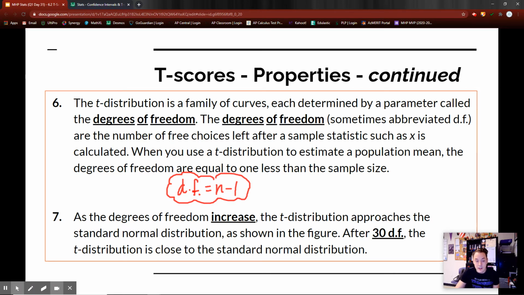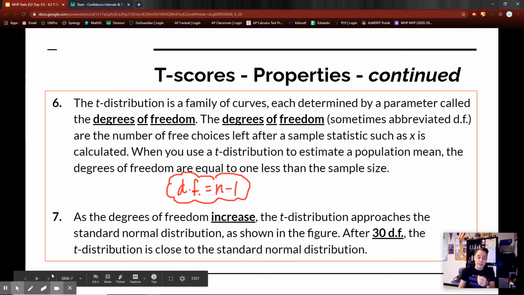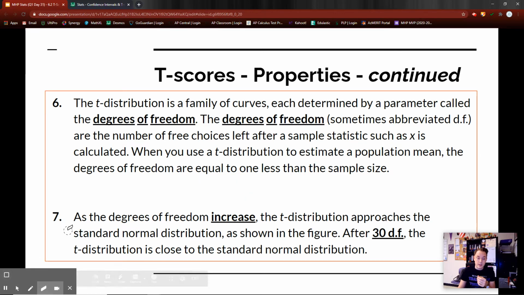And then, of course, the degrees of freedom increase. As the degrees of freedom increase, the t-distribution approaches what we call the standard normal curve, because I'm getting closer to my actual approximate normal distribution for z-scores. I no longer need to estimate the standard deviation. So after 30 degrees of freedom, essentially your t-distribution is going to be close to your z-distribution.